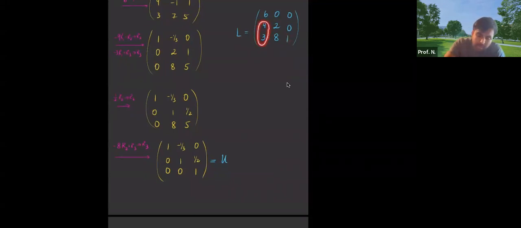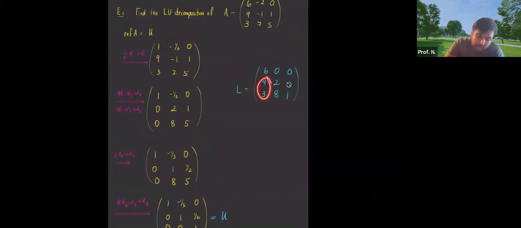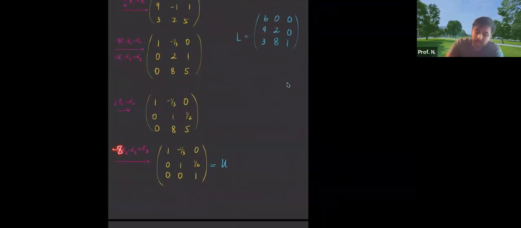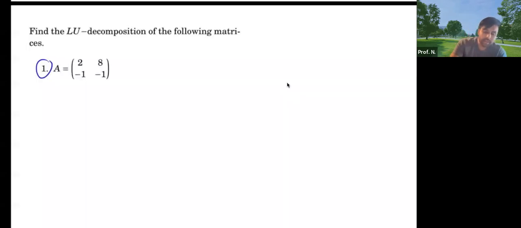Now, how do we get these numbers here? These numbers here deal with what we multiplied to get rid of these zeros, to get rid of these entries here. So to get rid of this 9, I had to multiply by -9. To get rid of this 3, I had to multiply by -3. So these are going to be the opposites of -9, which is +9, and the opposite of -3, which is +3. And then to get rid of this 8 here, I need to multiply by -8, right? And put +8 here. So that's the way. So to do this, we first do what?